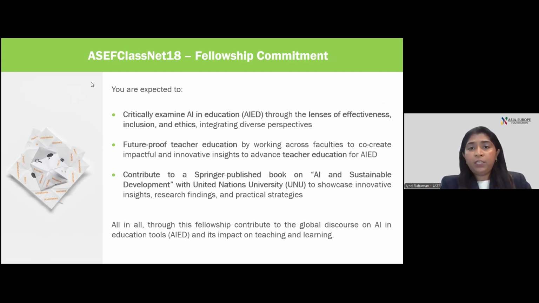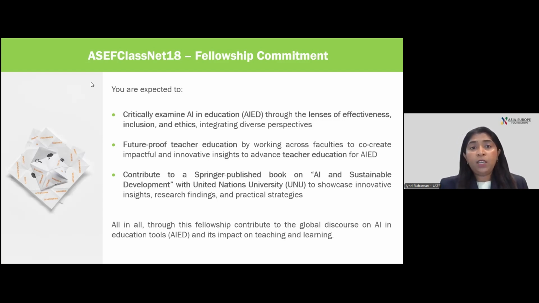And future-proofing teacher education, mainly when we talk about future-proofing teacher education, we mean giving voices to the teachers that you are working with, either through your training that you conduct for teachers or through your academic and research work that you do to strengthen teacher education for AI.